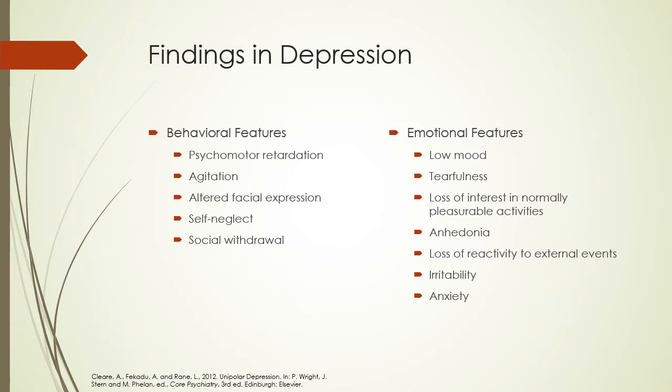In depression, to be specific, this is major depressive disorder, a form of depression. There are many other forms of depression, so the findings that you will see here are for major depressive disorder. The findings can be divided based on the nature of the findings. So we have behavioral features, emotional features, and cognitive features. Behavioral features include psychomotor retardation.